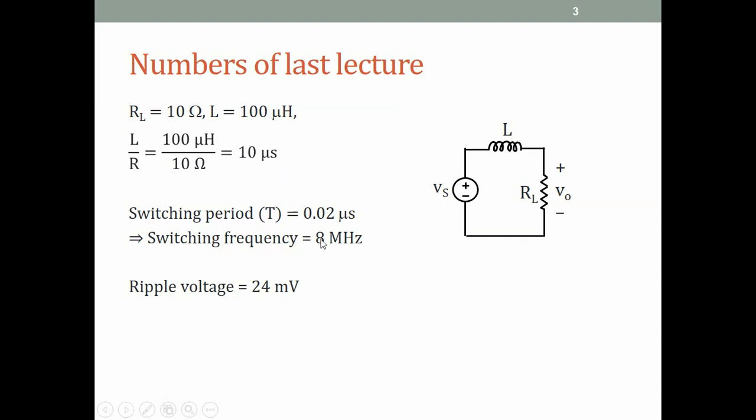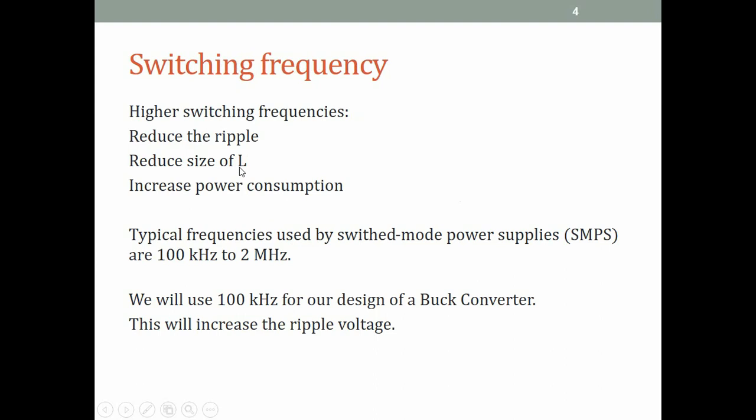So if the switching frequency is higher, we can afford to have a higher minus 3 dB frequency and therefore a lower L, which is good because it reduces the size of L and therefore the overall size of the buck converter. Higher switching frequency also increases power consumption. So that is a disadvantage of a higher switching frequency. Typically in the world, switched mode power supplies use switching frequencies between 100 kilohertz and 2 megahertz.